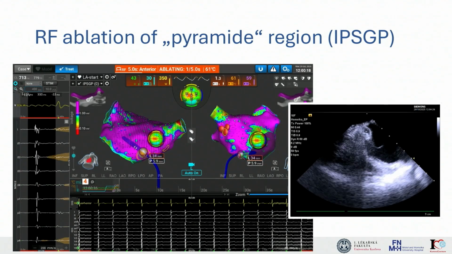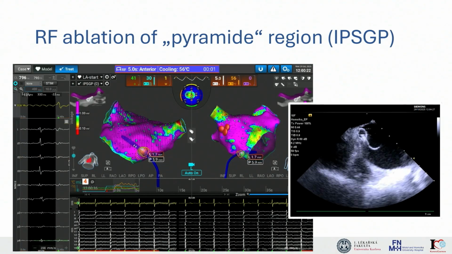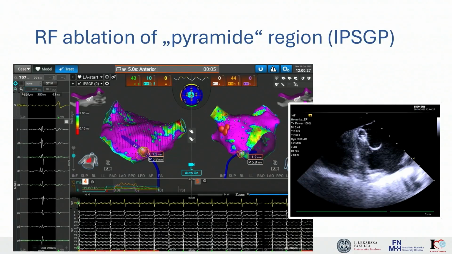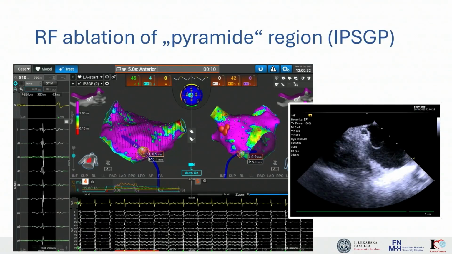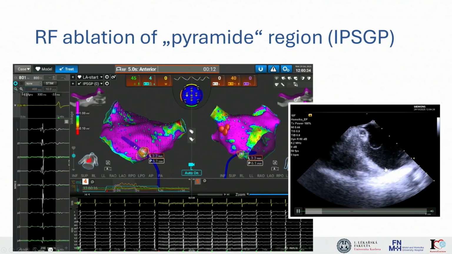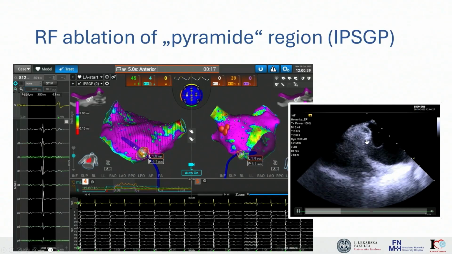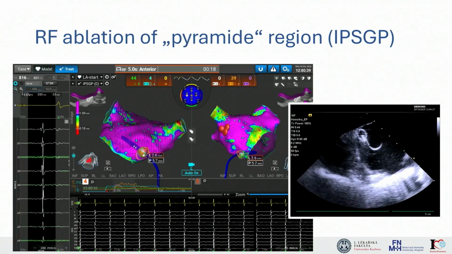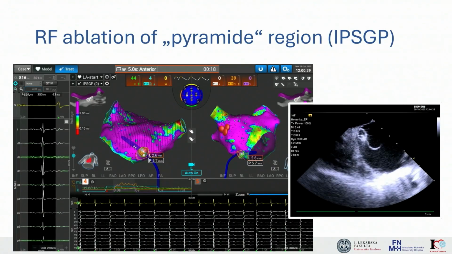Now we go for the area of the inferior paraseptal ganglionated plexi. We always use intracardiac echo, and I think this is a good combination, not to rely only on the anatomy we are creating with the mapping system. You see how nicely the catheter is sitting on the pyramid region, and during the application there is no movement, so it's very stable, and you can navigate together with the anatomic system and intracardiac echo.